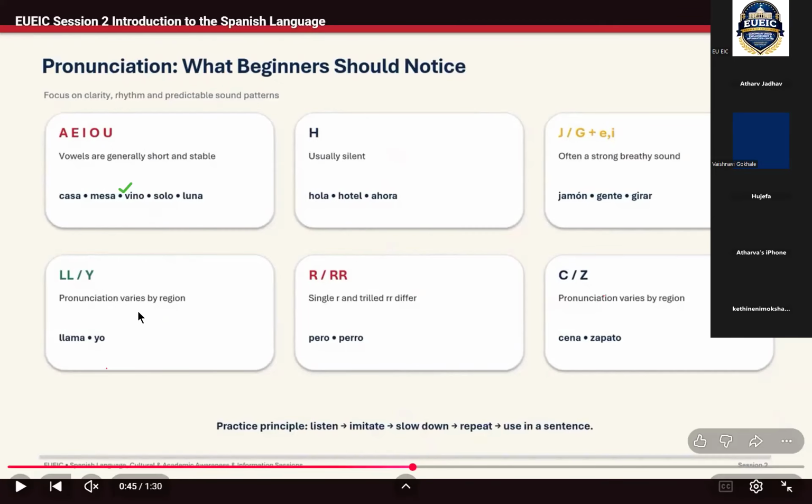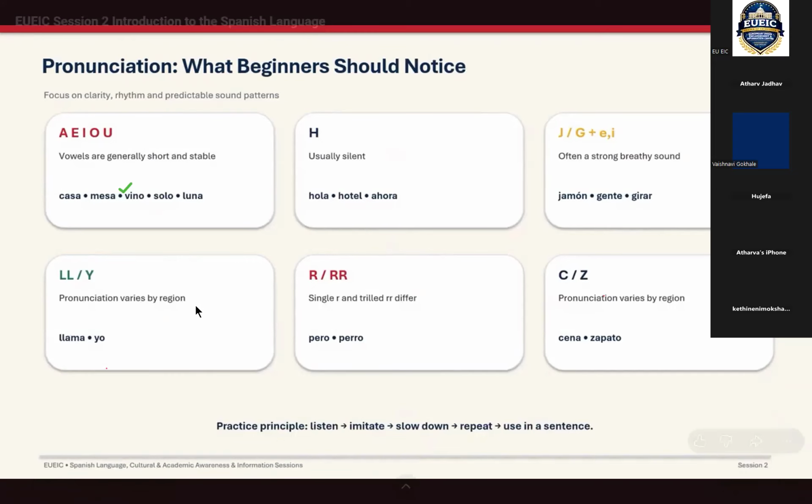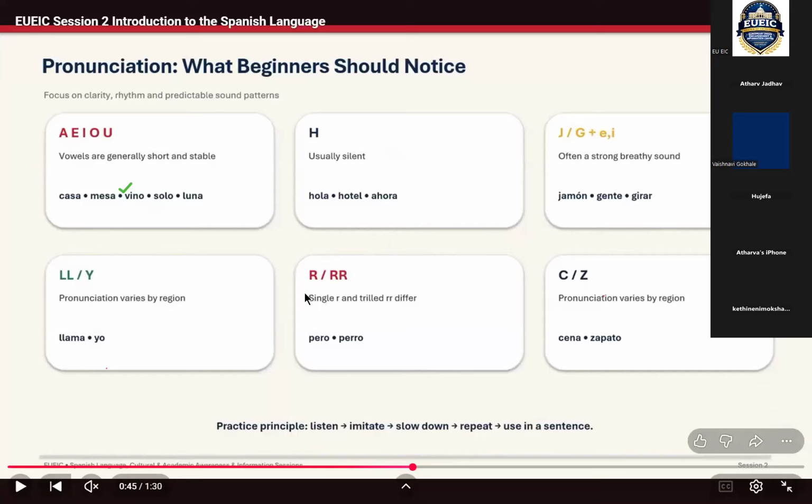Double L and Y, in Spain, it is y. It can be je also. It can be sh also. Again, depending on the region.